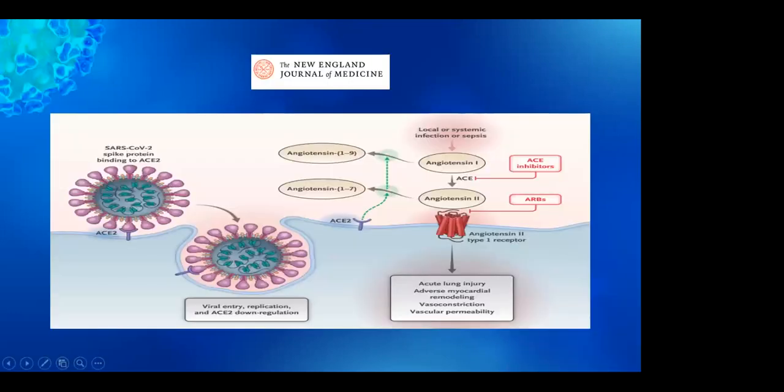This is the most popular slide we have seen in multiple journals, and it shows the pathophysiology. As we can see, SARS-CoV-2 binds to the ACE2 receptor and takes the ACE2 receptors inside with viral entry and replication, and it causes ACE2 receptor downregulation. The next slide will explain this further.